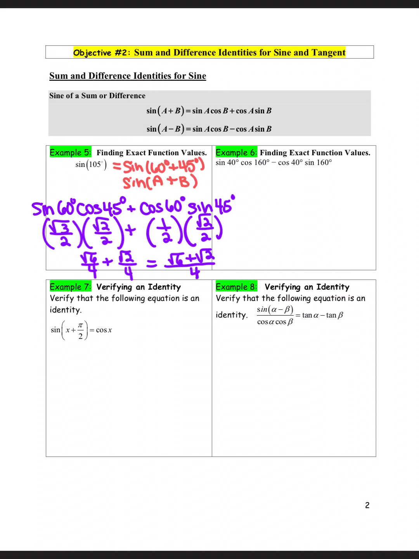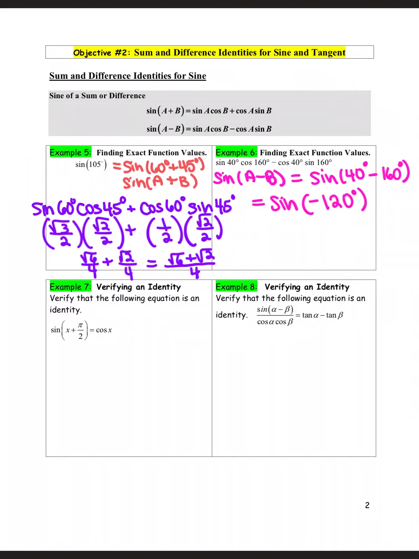Example 6, sine of 40, cosine of 160 minus cosine of 40, sine of 160. That follows the sine of A minus B formula. So here this is sine of 40 minus 160 degrees. That gives me sine of negative 120 degrees.